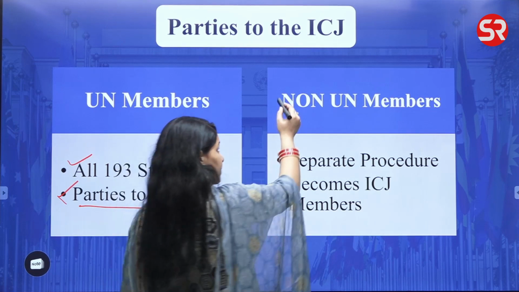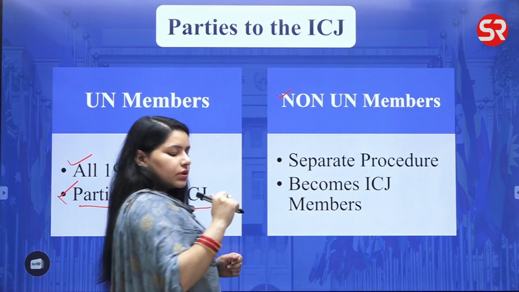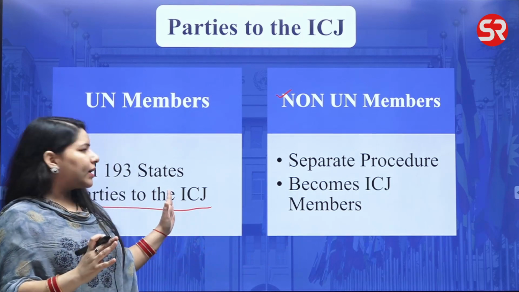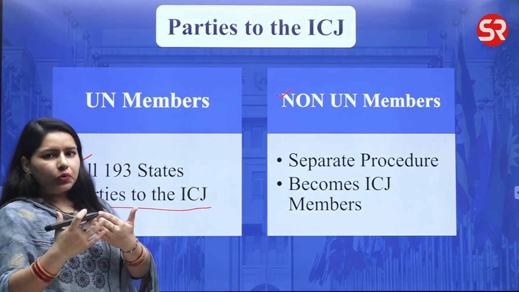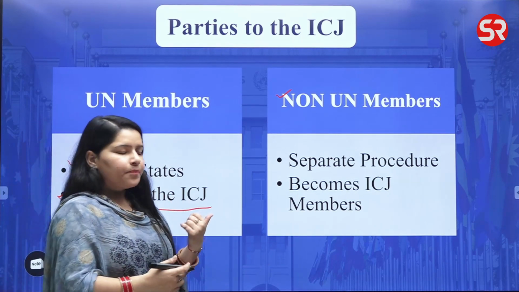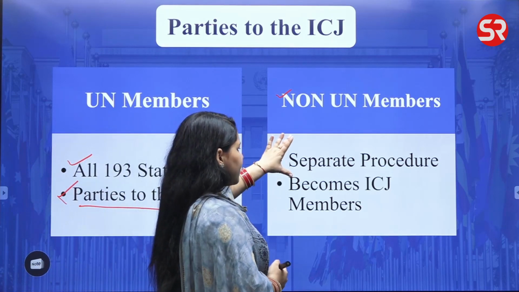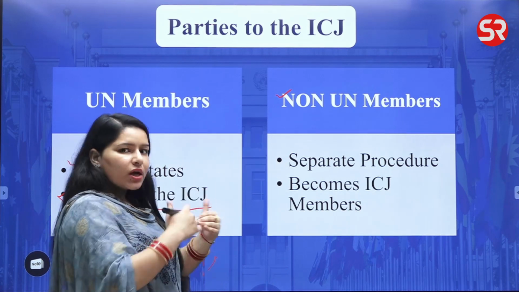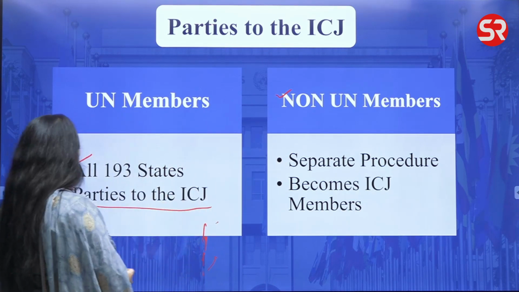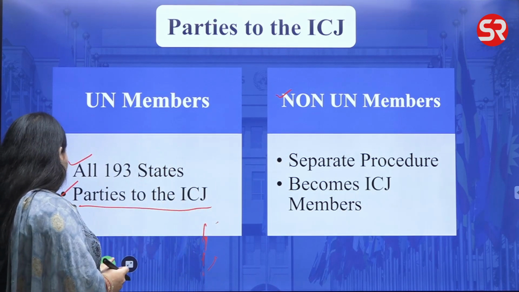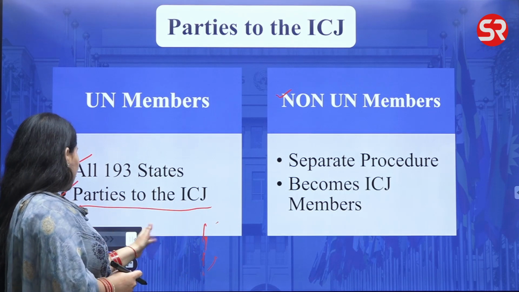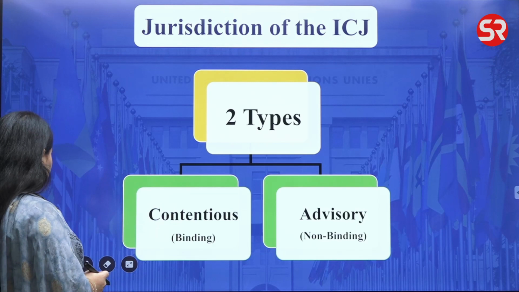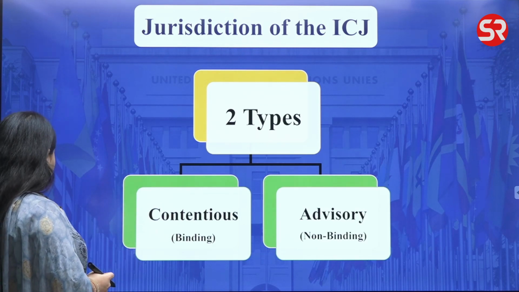Then non-UN members. Suppose there are other nations that are not members of the United Nations, but they want to go to the ICJ for their dispute settlement. They have a separate procedure mentioned in the statute of the court. They will follow that procedure and become a party to the ICJ. Only then can they seek legal help from the court. So kindly remember who all the parties to the ICJ are.